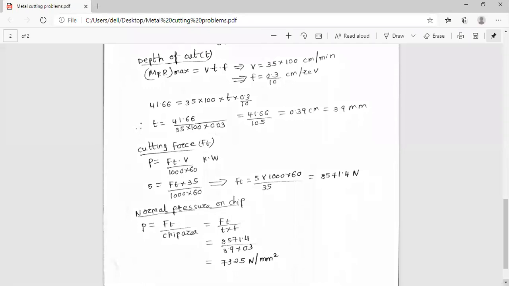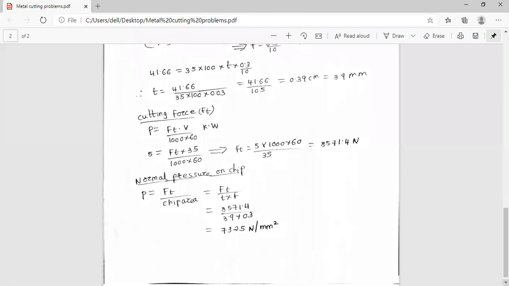So what is the normal pressure on the chip? Normal pressure on the chip is given by the tangential force divided by the chip area. So what is the chip area? Already I told you, it is t into f, depth of cut into feed. So you are left with 7,325 Newton per mm square. Pressure is given in terms of Newton per mm square.